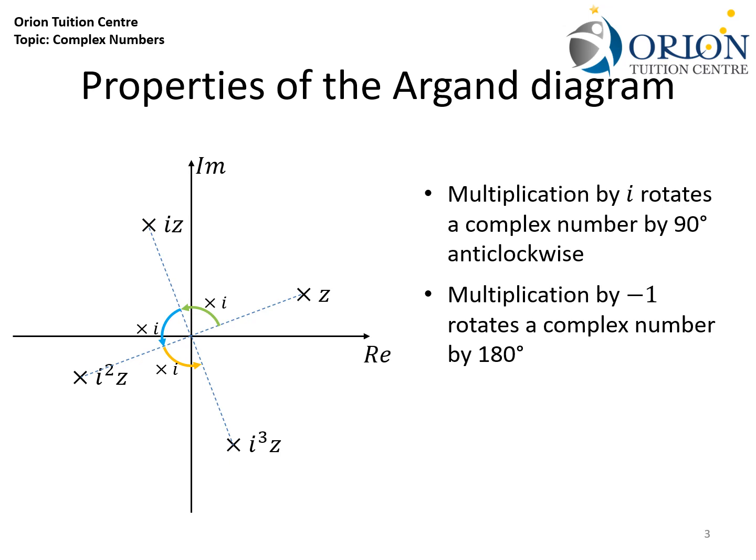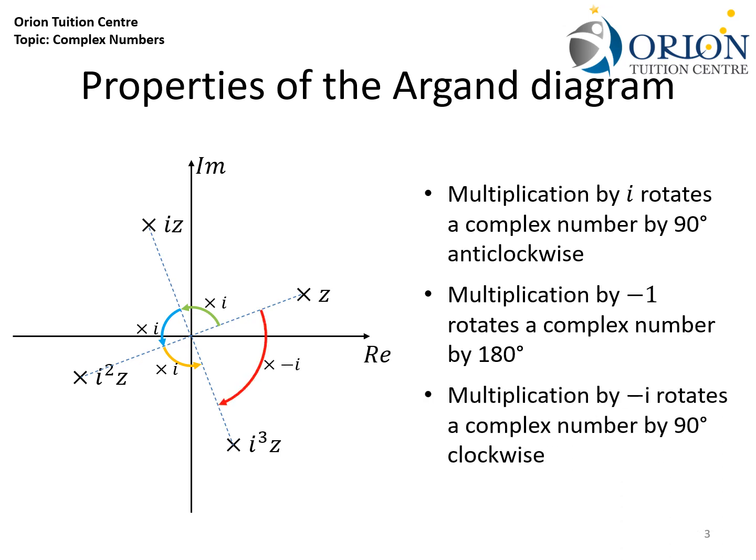Since i cubed is equal to negative i, i cubed z is the same as negative iz. Thus, we can see that multiplication of negative i to a complex number rotates the complex number clockwise by 90 degrees. Finally, we multiply i cubed z by a further i and we return to the original point. This is coherent with what we know, that i to the power of 4 is equal to 1. Thus, i to the power of 4 times z is equal to z.